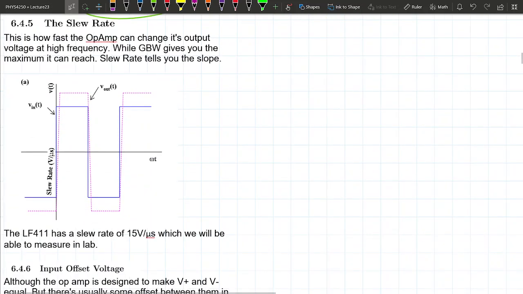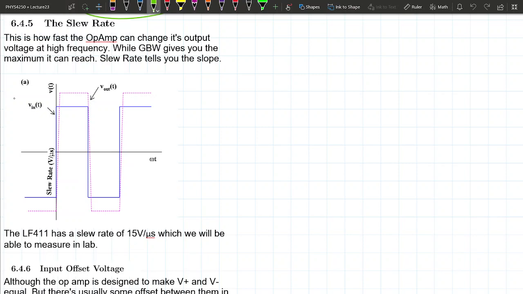Slew rate is kind of an interesting thing where, let's say, look at the solid line first. The solid line is what the output is supposed to be for your operational amplifier. The dotted line is what's happening in real life. As opposed to that voltage going from negative 10 volts to positive 10 volts instantly, that doesn't happen. It does take some time for the charge to build up inside your transistor in order for that to happen. So this is known as a slew rate.